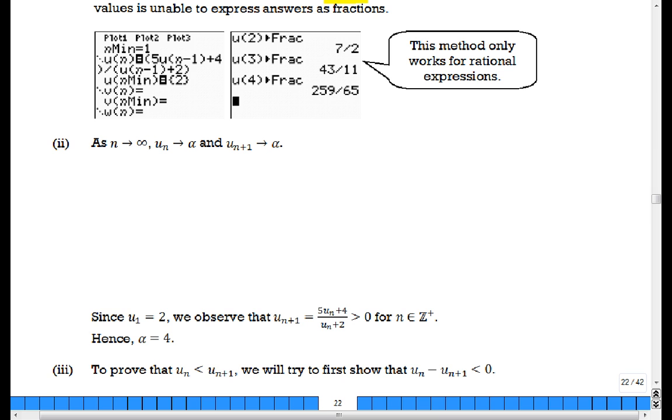This time you let as n tends to infinity, Un tends to alpha, U(n+1) tends to alpha. You are supposed to show that alpha equals 4. But you do it the same way. Whether you are given the value of alpha or not, just do it the same way. As n tends to infinity, Un tends to alpha, U(n+1) tends to alpha. Substitute in the recurrence relation, alpha equals (5 alpha plus 4) over (alpha plus 2). By now, this step should come very naturally to you to find alpha.